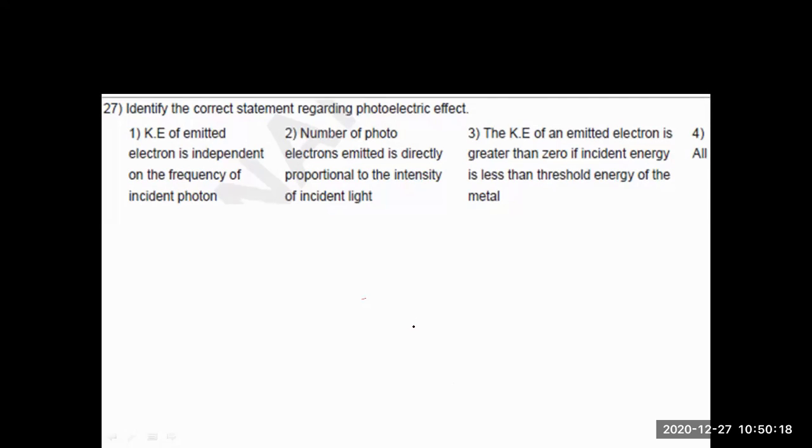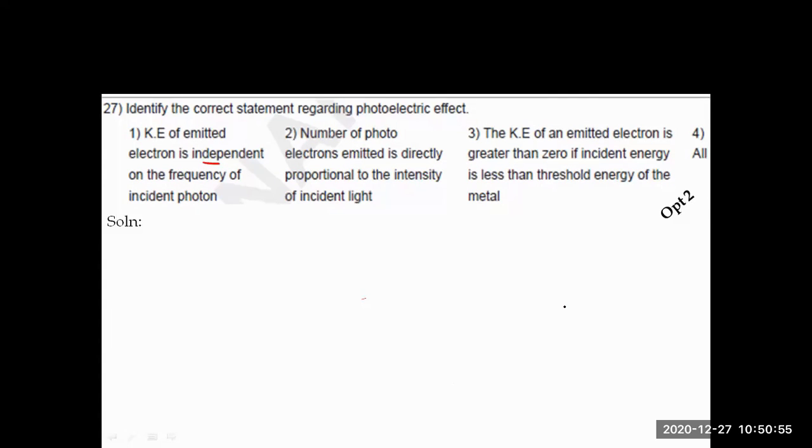Option 3, sir. Option 4. Option 4, sir. Okay. So all are correct? Yes, sir. Option 4. Okay. Sir, option 2. Option 2. Okay. Is it Nikita? Yes, sir.